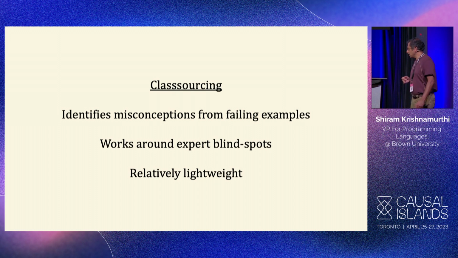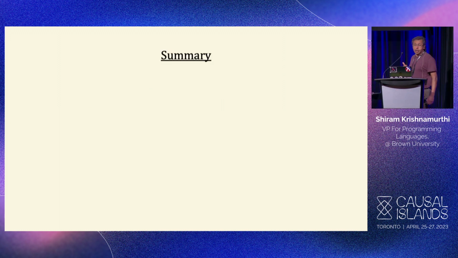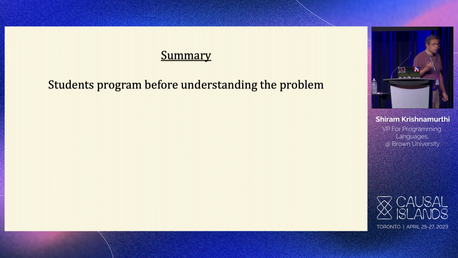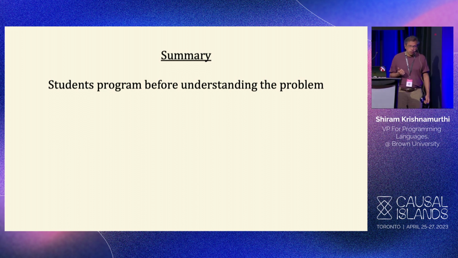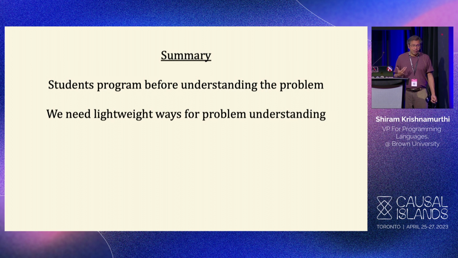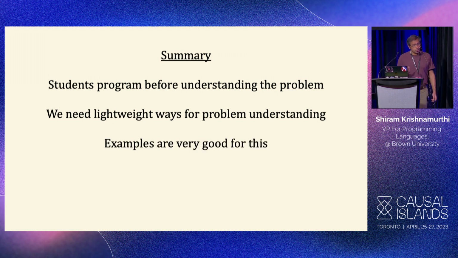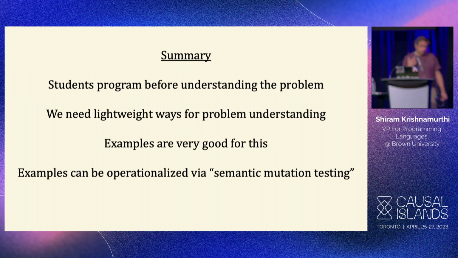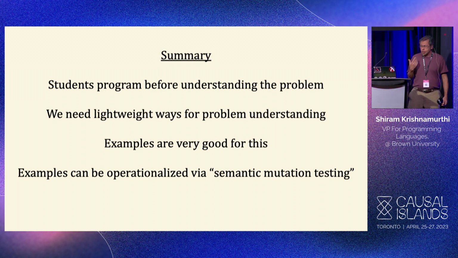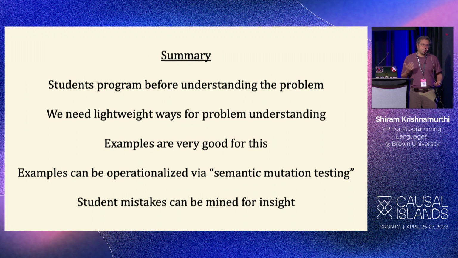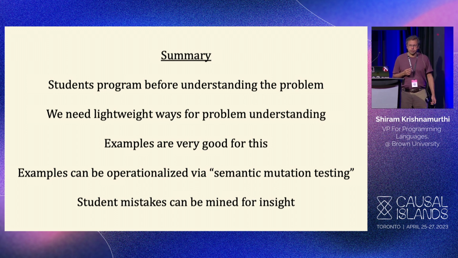Okay. So that is the summary of the first technique. Students program before understanding the problem well. They don't have tools to help them with that. We would like lightweight ways to assess problem understanding so that the students are actually solving the problem we want them to solve and not some other problem. And there are lots of good reasons, like recall issues and cognitive issues, why they might solve the wrong problem. Examples are a good way to operationalize this. We can use the semantic mutation testing technique, and even better, we can also mine their mistakes for insight that then helps the next generation of students. That is the first part of the talk.